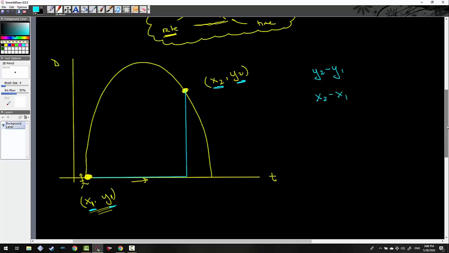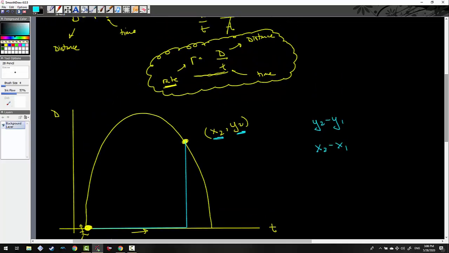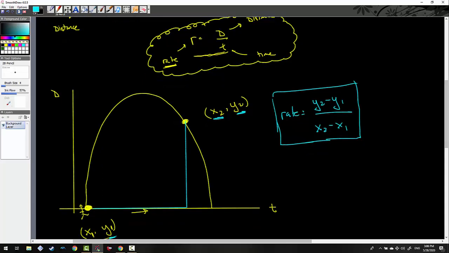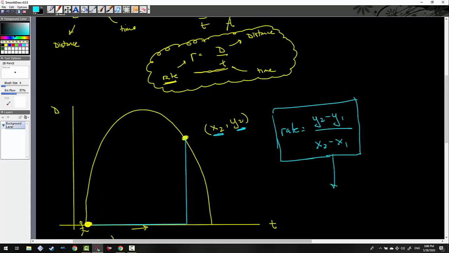And as we saw, rate is equal to distance over time. Well, it just so happens that the rate is equal to this. And we've seen this equation before. We have seen this before in the context of this being slope. And as you guys know, slope is a rate of change.